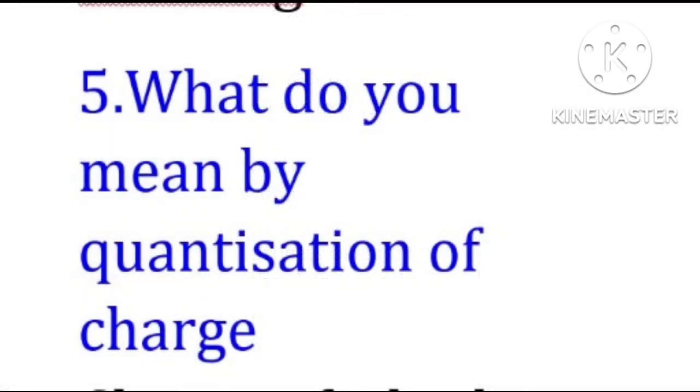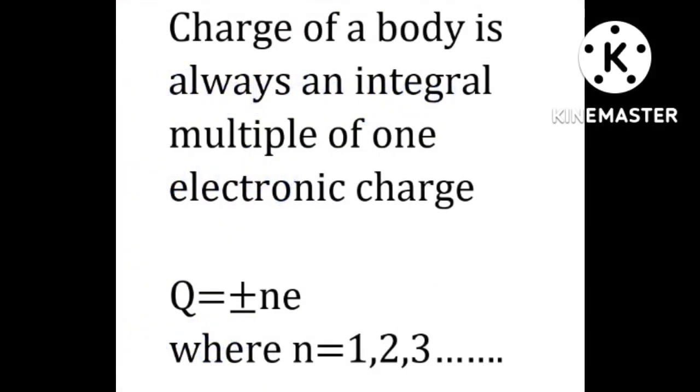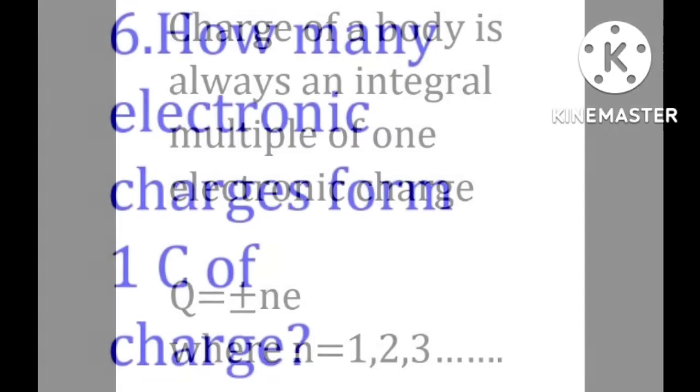Next question, what do you mean by quantization of charge? Charge occurs in nature as a discrete entity. One packet of charge is called a quantum of charge. It is represented by e. And the charge of a body is always an integral multiple of one electronic charge, that is, Q is equal to plus or minus n e, where n is equal to 1, 2, 3, etc.